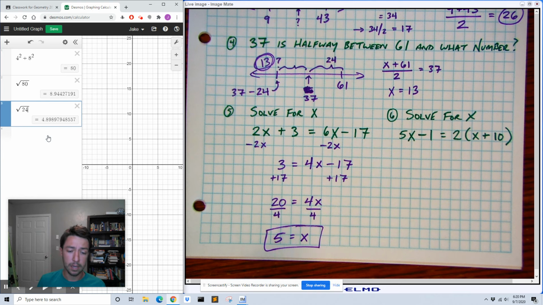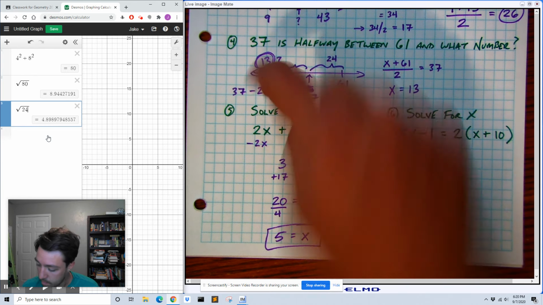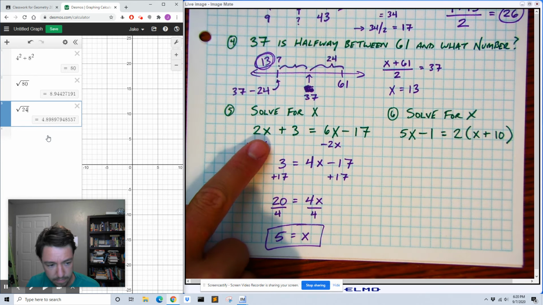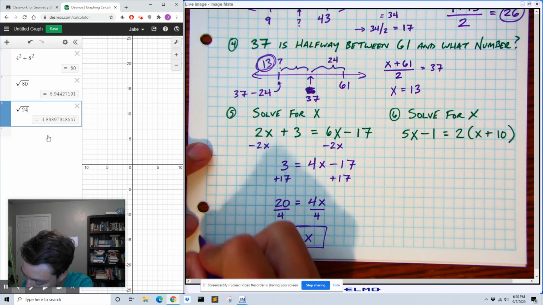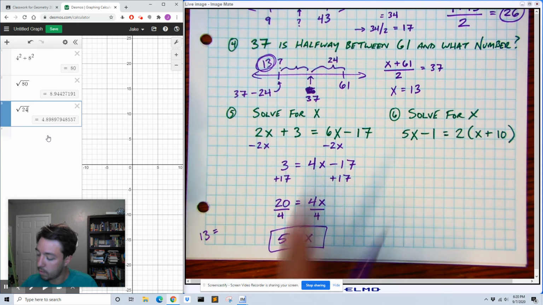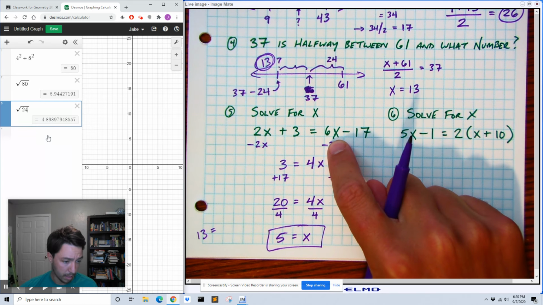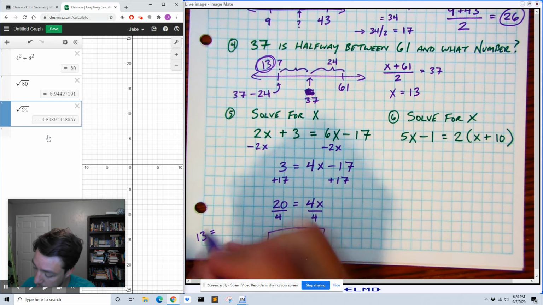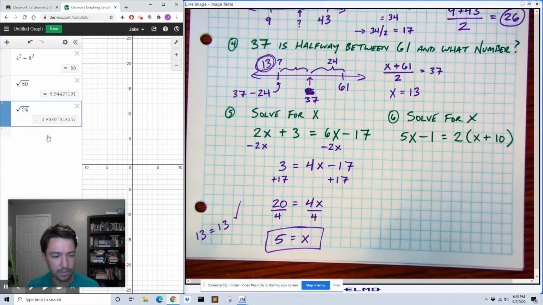How can I check my answer? Well, if I plug 5 back into the equation, it would read 2 times 5, 10, plus 3, so that's 13, equals, so let's plug 5 into the right side as well, 6 times 5, 30. 30 minus 17 is also 13. Is 13 equal to 13? Yes, it is. So we've just checked our answer. We know that it's correct.